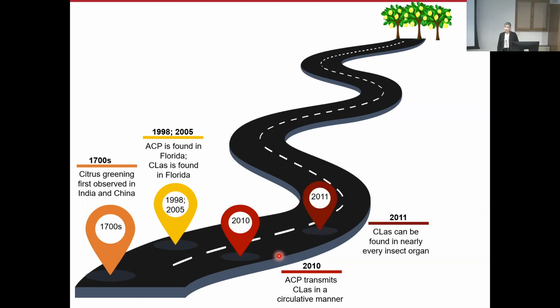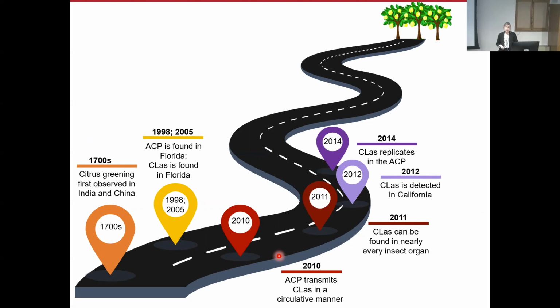In 2011, we learned that CLas can be found in nearly every insect organ. And in 2012, sadly, CLas was detected in California, and this really underscored the importance of proper control strategies for this disease. In 2014, we learned that CLas actually replicates within the ACP, so within the insect vector.